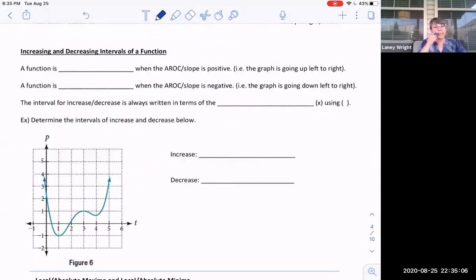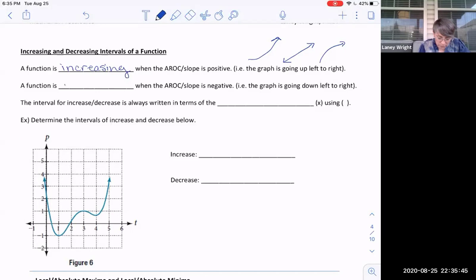We've got increasing and decreasing intervals of a function. So when they say that a function is increasing, that means the average rate of change or the slope is positive. So the graph is going up left to right. Okay. Doesn't mean it's a straight line. It can go up curving like this. It can go up curving like that. But it's just increasing. And we always read it left to right, like an English sentence.